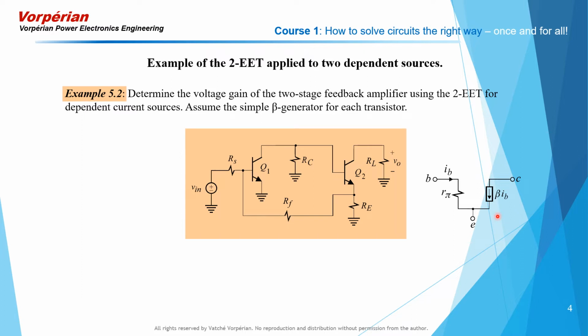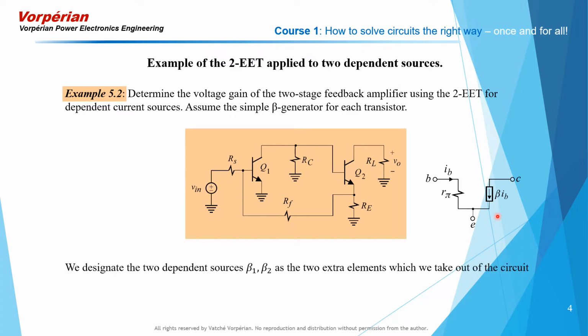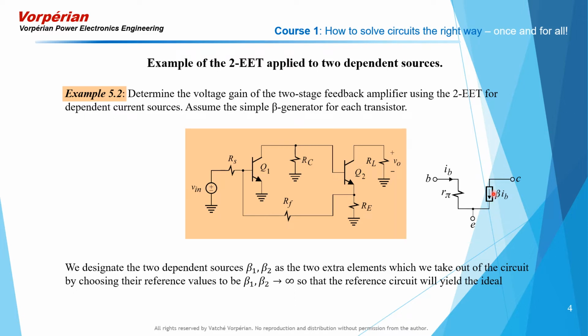With beta 1 and beta 2 being the two dependent generators, we're going to take these out of the circuit first by assuming their values are infinite, which really makes this whole thing look like an ideal op-amp circuit, because the two-stage amplifier with Q1 and Q2 each having a beta of infinity will be like an ideal op-amp circuit with some feedback applied to it. So the analysis is going to be very similar when we allow beta 1 and beta 2 to be infinite at first, or to be taken out of the calculus of the analysis of the circuit by choosing their values to be infinity first.